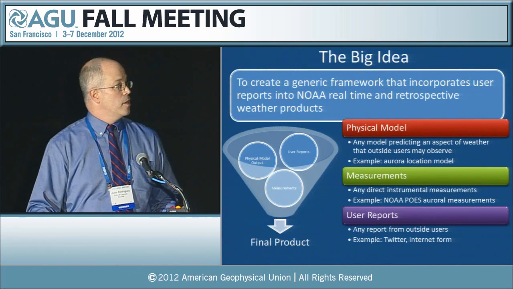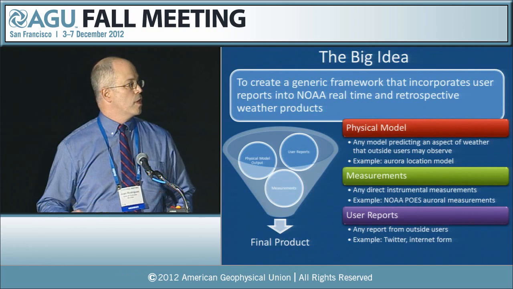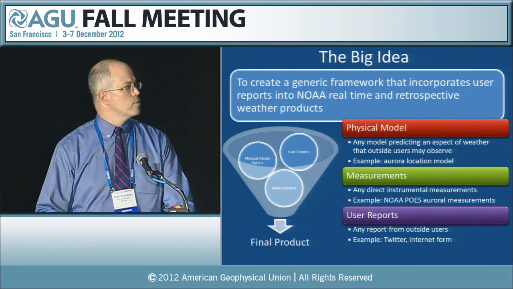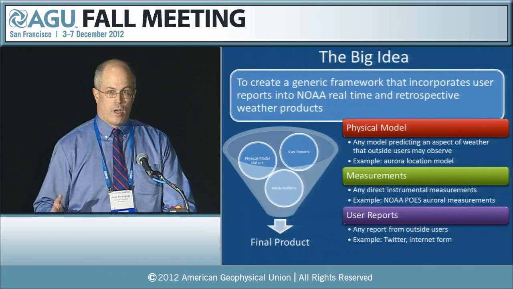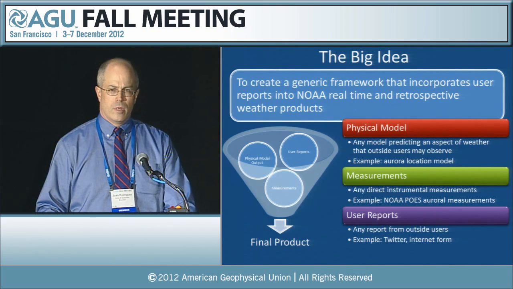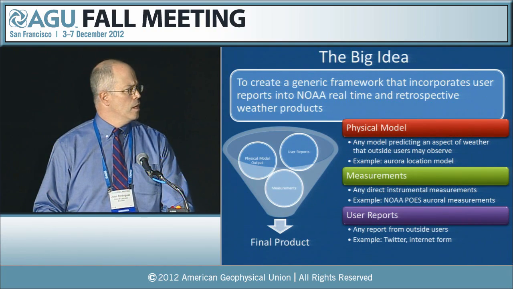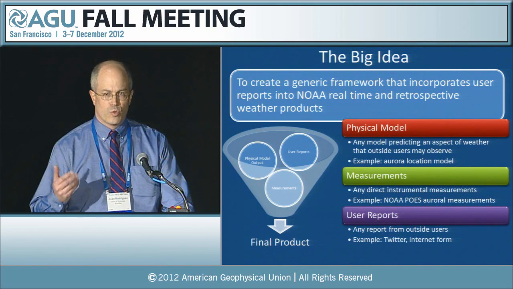So the big idea here is to combine a physical model, measurements, and user reports for an improved final product. The physical model would be any model predicting an aspect of weather that outside users may actually observe, for example, the aurora. Measurements would involve any direct measurement of the phenomenon. In this case, these are the auroral electron and proton measurements measured by the NOAA polar orbiting environmental satellites. And finally, the user reports: any report from outside users, such as using Twitter or internet forums.